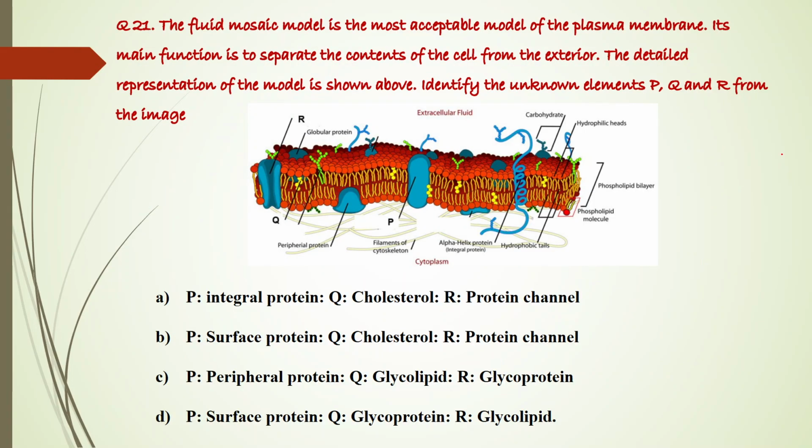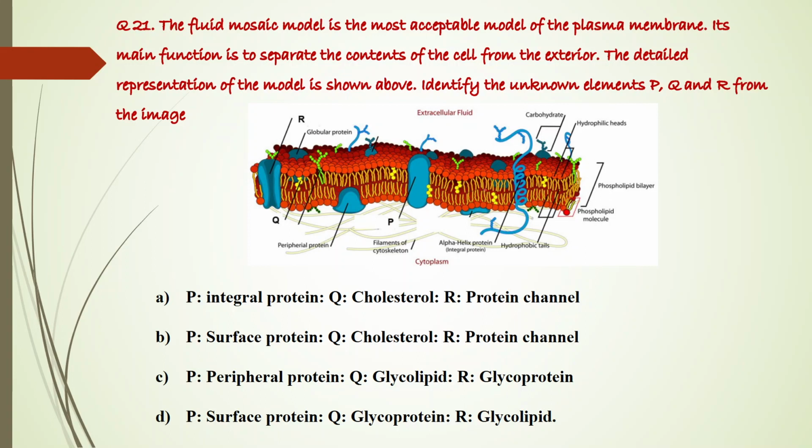Let's just look to the next one. This question states, this is the representation for the fluid mosaic model, the most acceptable model that exists for plasma membranes. Its main function is to separate the contents of the cell from the exterior. We all know that. The detailed representation of the model is shown above. Identify the unknown elements P, Q, R from the image.